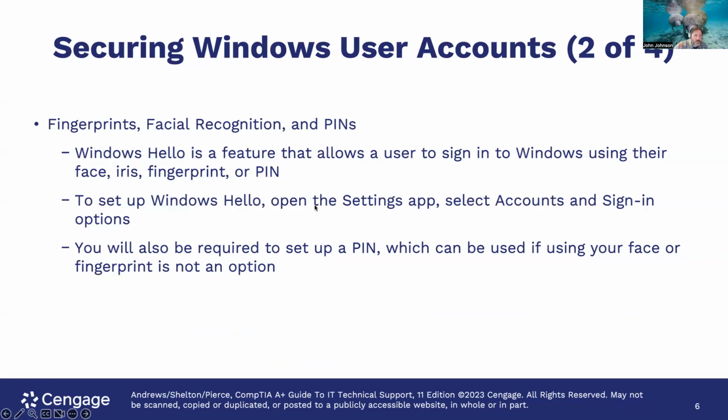So next, we're going to be talking about fingerprints, facial recognition, and PINs. Windows Hello is a feature that allows the user to sign into Windows using their face, their iris, their fingerprints, or a PIN. To set up Windows Hello, you can open up the Settings app, select Accounts and Sign-in options. You'll also be required to set up a PIN, which can be used if your face or fingerprint is not an option. I have a feeling if your face and your fingerprint are not an option, you've got much larger problems than getting that PIN number. But just throwing that out there. This is a feature that I personally have not used because I haven't done any biometrics on my system. But yeah, this is a nice option to have.